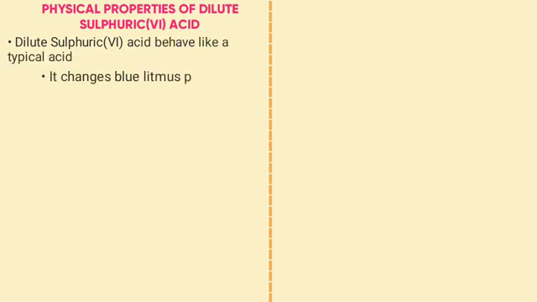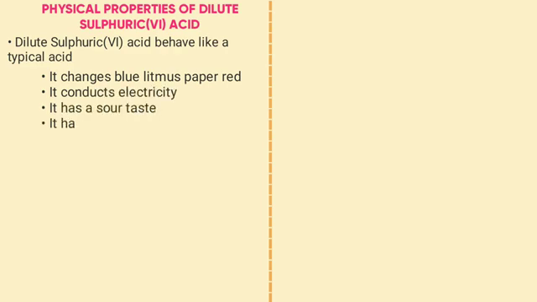Now, physical properties of dilute sulfuric acid. Note that dilute sulfuric acid behaves like a typical acid. Hence, the physical properties include: it changes blue litmus paper red, it conducts electricity due to presence of mobile ions, it has a sour taste, it has a pH of 1 or 2 or 3.